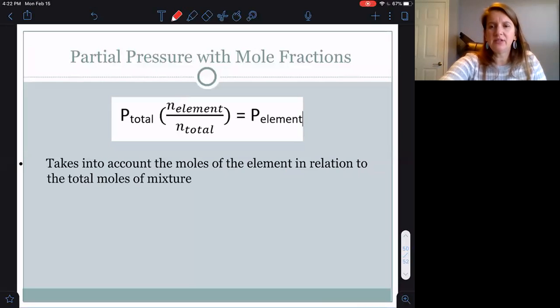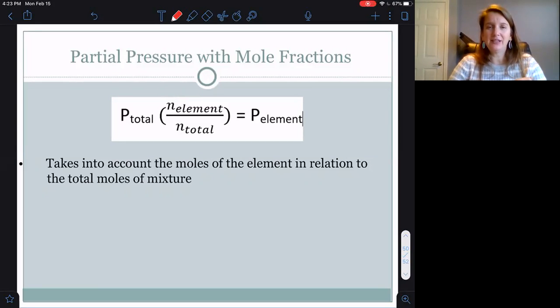Hey students, this video is going to go over how to calculate the partial pressure using mole fractions. So we've already talked about Dalton's law of partial pressures, which said that the total pressure of a mixture of gas was equal to the partial pressures of each gas that made up the mixture. Well, this is how we would determine the partial pressure of a specific gas if we only know how much gas is present in the total pressure of the mixture itself, okay?